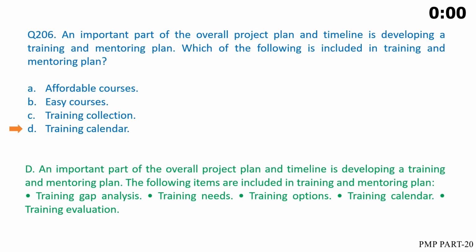The correct answer is D. An important part of the overall project plan and timeline is developing a training and mentoring plan. The following items are included in the training and mentoring plan: training gap analysis, training needs, training options, training calendar, training evaluation.